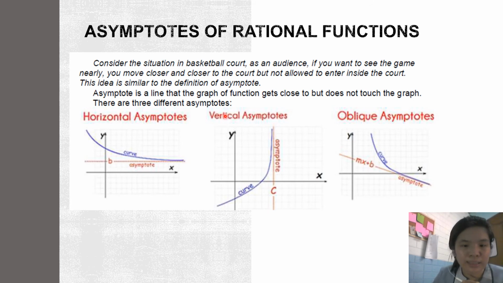There are three different asymptotes: the horizontal asymptotes, vertical asymptotes, and the oblique asymptotes. Like what we solved earlier in graphing rational functions, the graph did not touch x equals 2, right? That's an example of a vertical asymptote. A horizontal asymptote is one that the graph doesn't touch, and it is horizontal. Here is the illustration. A vertical asymptote is vertical, and an oblique asymptote is a slanting line.